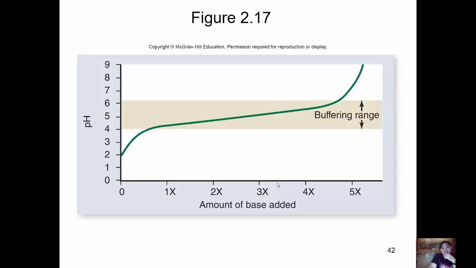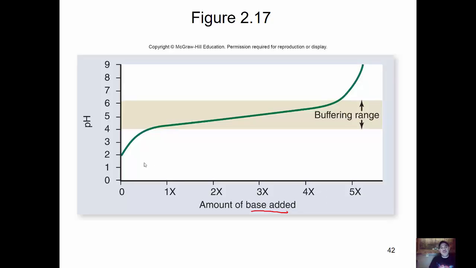And so this shows the effect here. What we have here is our pH on this scale. We start at 0 and we go up to 9. Okay, so there's your pH. And then over here on this scale is the amount of base added. So here is 1 times the amount of base, and then we double the amount of base, then triple, quadruple, and so on.